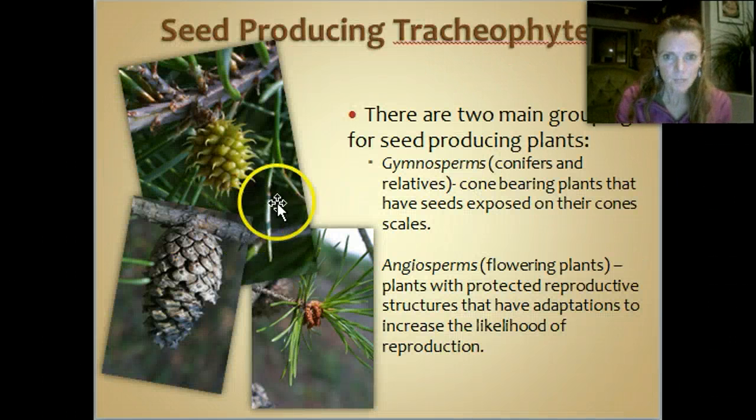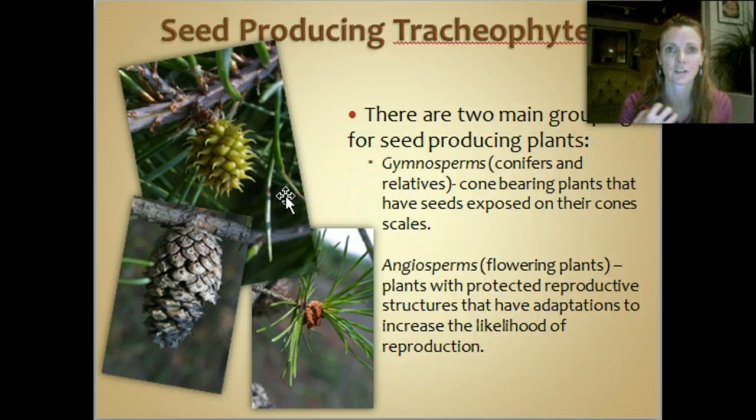All right. Seed producing. So we talked about the seedless plants basically that reproduce by spores. Okay. Well, seed producing, obviously, they reproduce with seeds. Okay. There are two main groups for seed-producing plants. The gymnosperms, which basically make up the conifers and such relatives, so cone-bearing plants that have exposed seeds on their scales. Okay, those are the gymnosperms. The angiosperms, on the other hand, are the flowering plants.